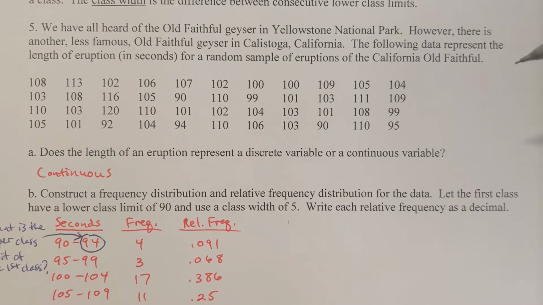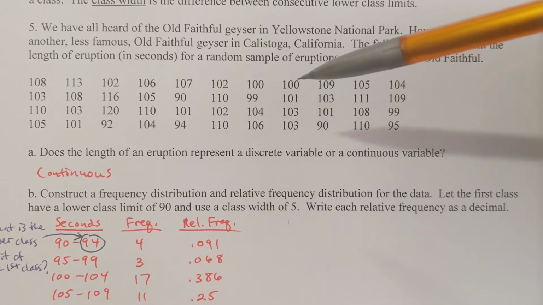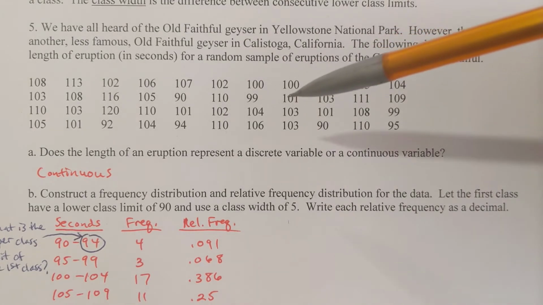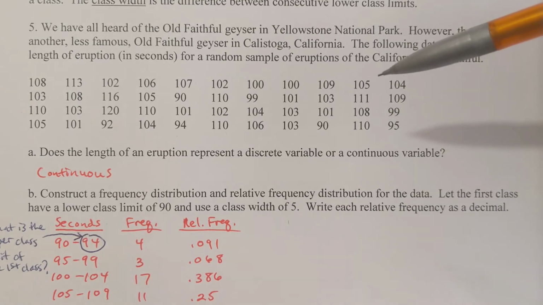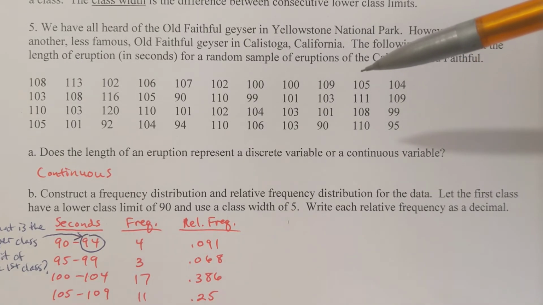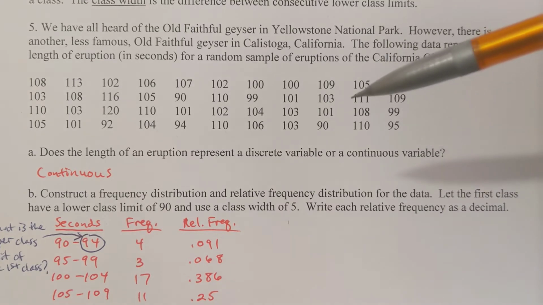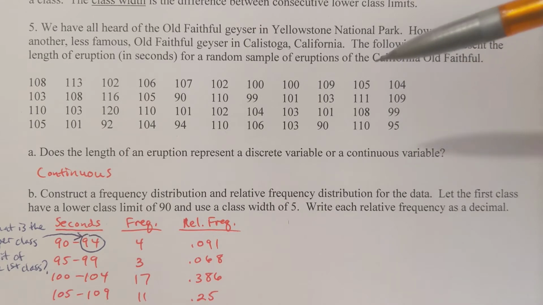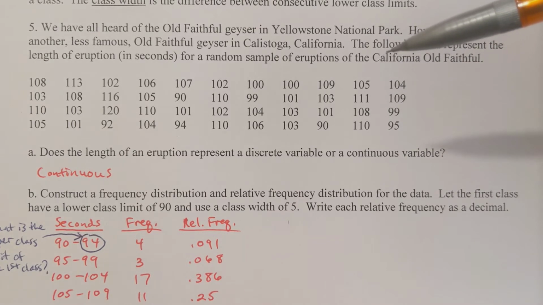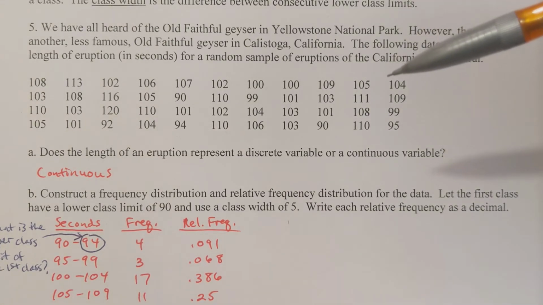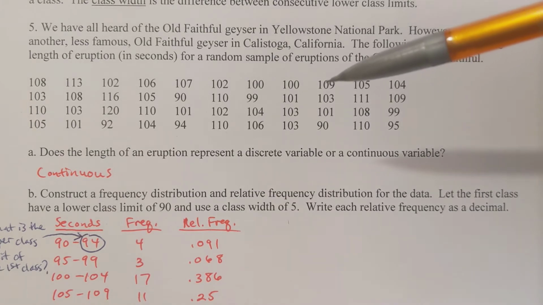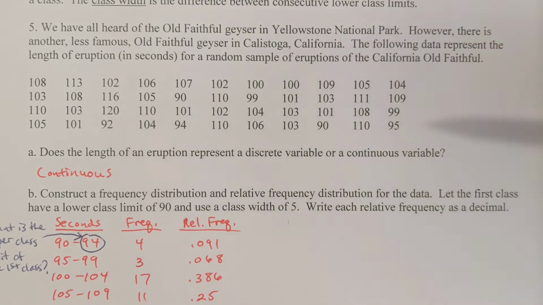Part A, does the length of an eruption represent a discrete variable or a continuous variable? Well, I'm going to have a continuous variable. You don't just want to look at the numbers in the data set and say, oh, you didn't have any fractions or decimals. That's okay. You can still have a fraction of time for the length of an eruption. Like it could happen that this geyser goes for 98.7372 seconds. So that would be a continuous variable, right? There's no way to count up the values.